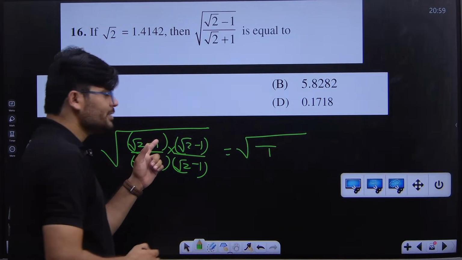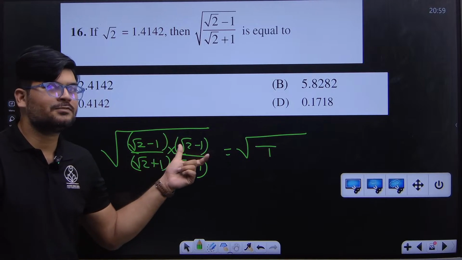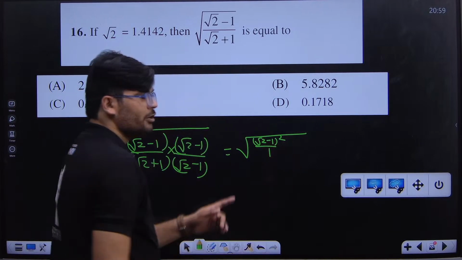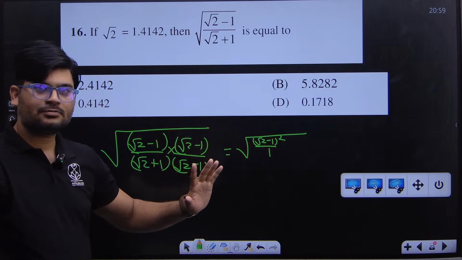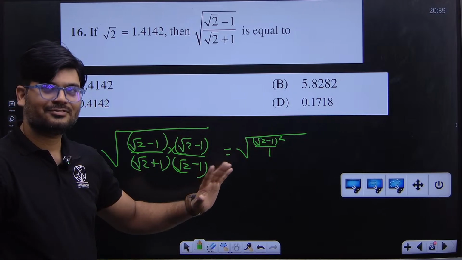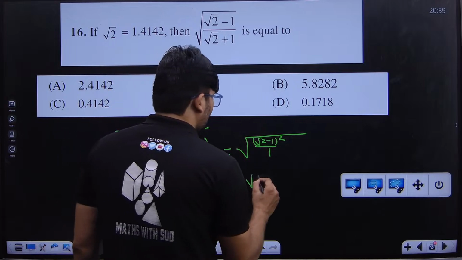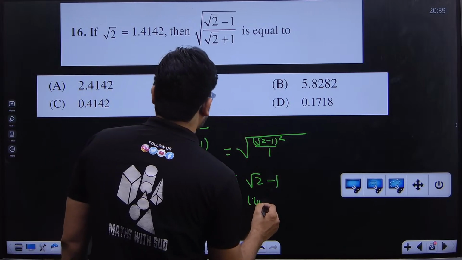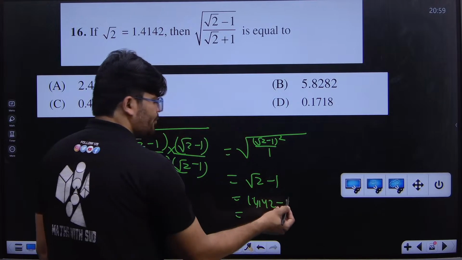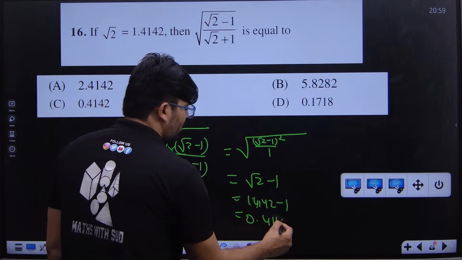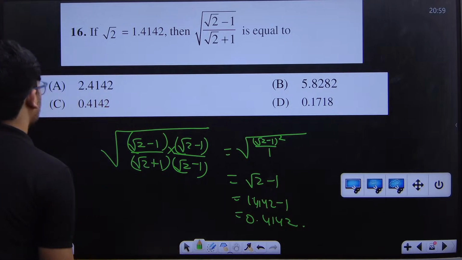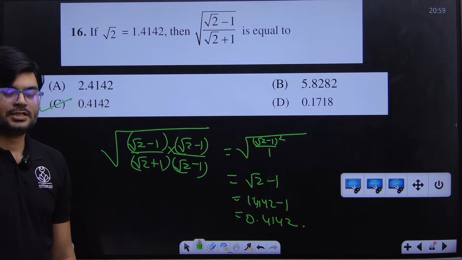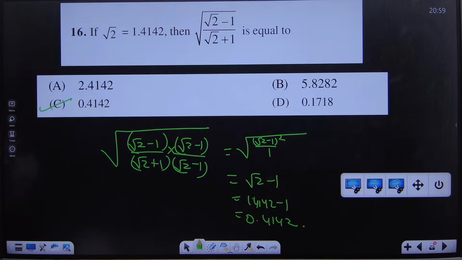And the numerator, what is the numerator now? Root 2 minus 1 whole square. Now square and square root will get cancelled out. Yes, sir. So you will be left with under root 2 minus 1, and then it is given the value of under root 2. It is 1.4142. So when you subtract this, you will get 0.4142. C option. Check this out. Did you get that?